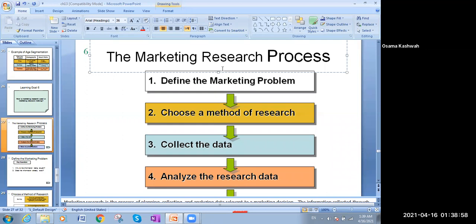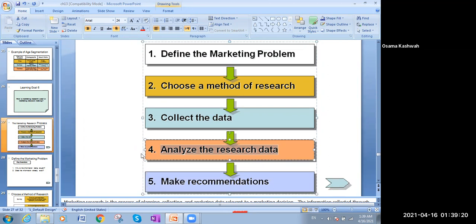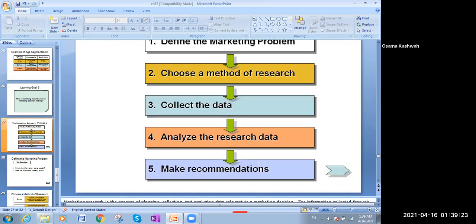So here we go. Define the marketing problem. Choose a method of research. What you will do, questionnaire or what? Collect the data. Analyze the research data. I found that 80% of the people want the phone to include a laptop or Microsoft Word or whatever. Make recommendations. Just tell me what you need to adjust in this product so that it will satisfy the consumer needs.